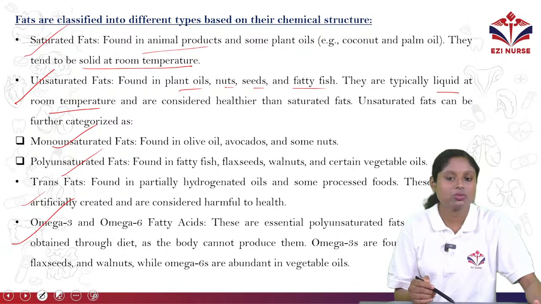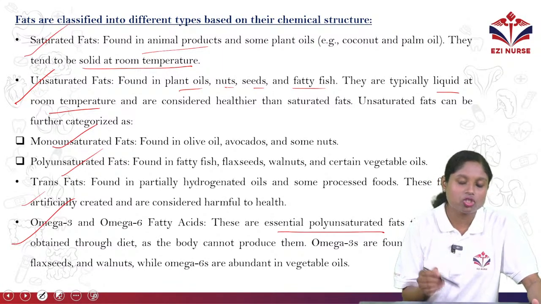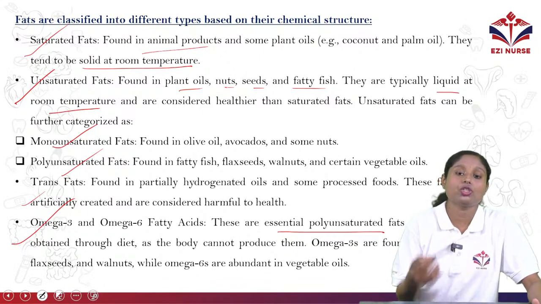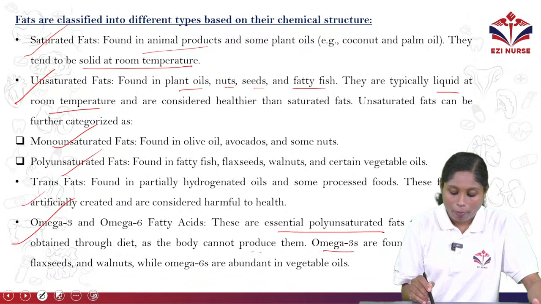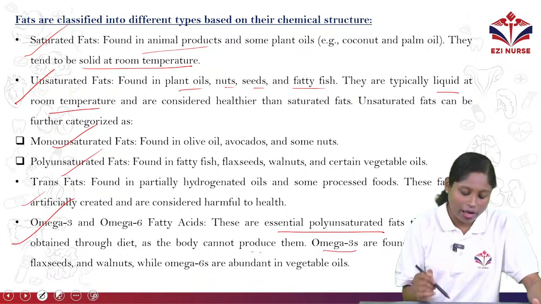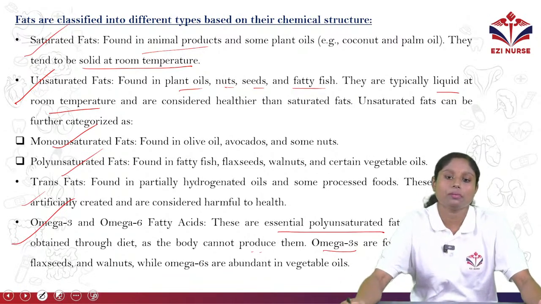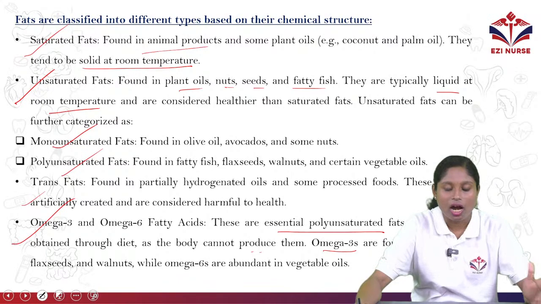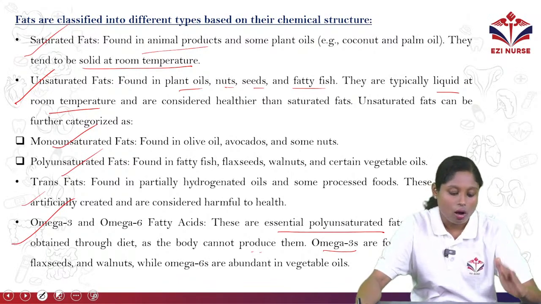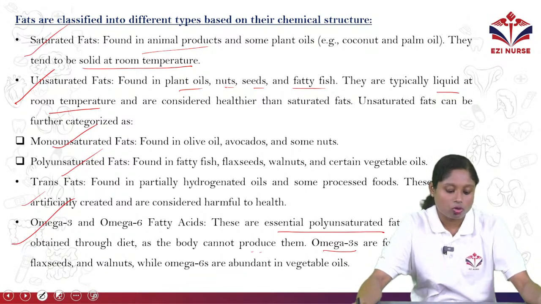Omega-3 and omega-6 fatty acids. These are essential polyunsaturated fats that must be obtained through diet. It should be in our diet. It's very essential. The body cannot produce them. Omega-3 is found in fatty fish, flax seeds, walnuts, whole grains, and omega-6 is abundant in vegetable oils. So that is the classification: saturated, unsaturated. Unsaturated is further divided into monounsaturated and polyunsaturated. Trans fat, also omega-3 and omega-6 fatty acids.